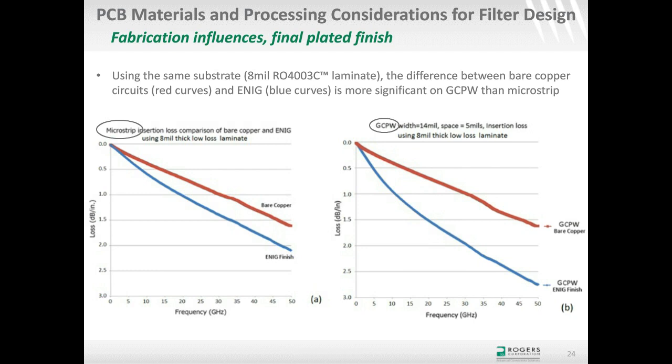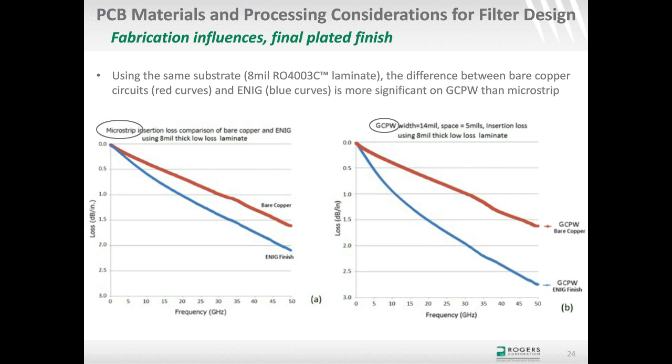So the chart on the left showing microstrip transmission lines, bare copper curve red and ENIG blue curve, there's a difference of about 0.5 dB per inch at 50 gigahertz. And that same exact material is shown on the right in a configuration of the grounded coplanar waveguide, actually tightly coupled grounded coplanar waveguide. And there the difference between the bare copper circuit red curve and the blue curve with ENIG is about 1.2 dB per inch.